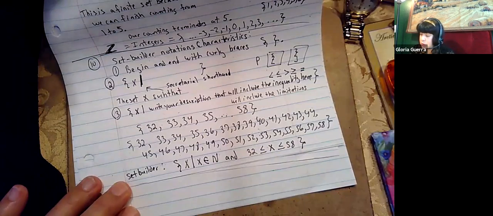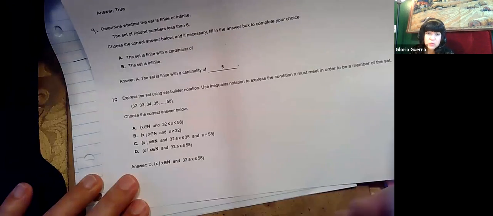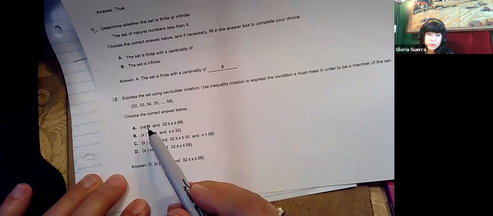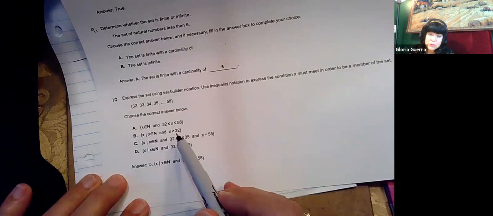So if you look at the answer choices they gave us, this one was out because it didn't have such that, that's an element of. And this is greater than 32, 32 or bigger, 32, 33, 34, 35. So that's out.